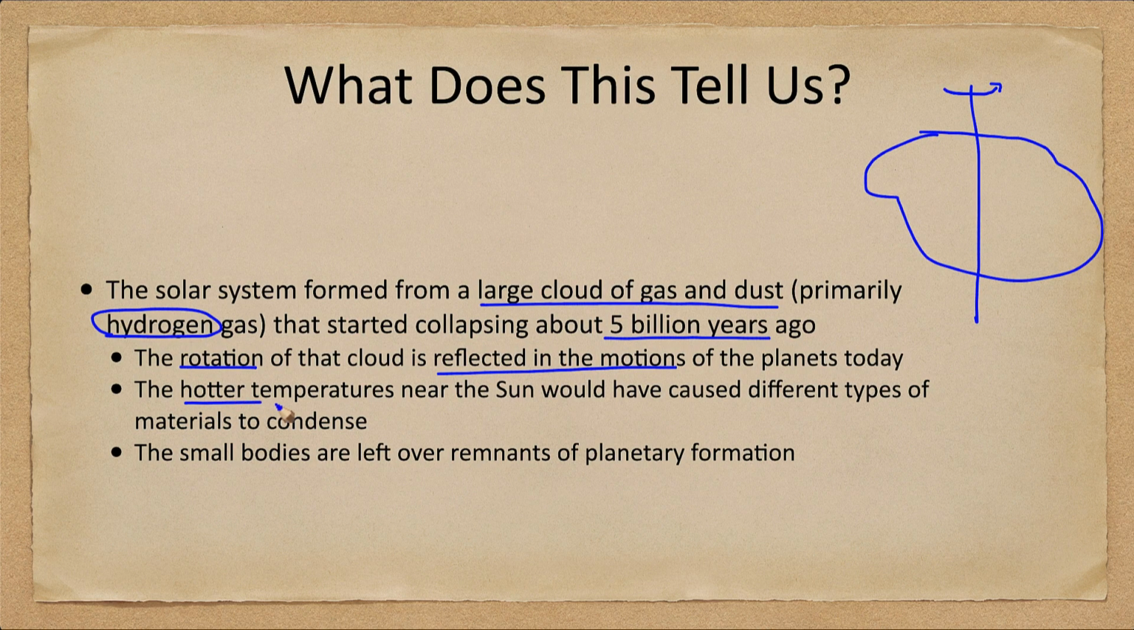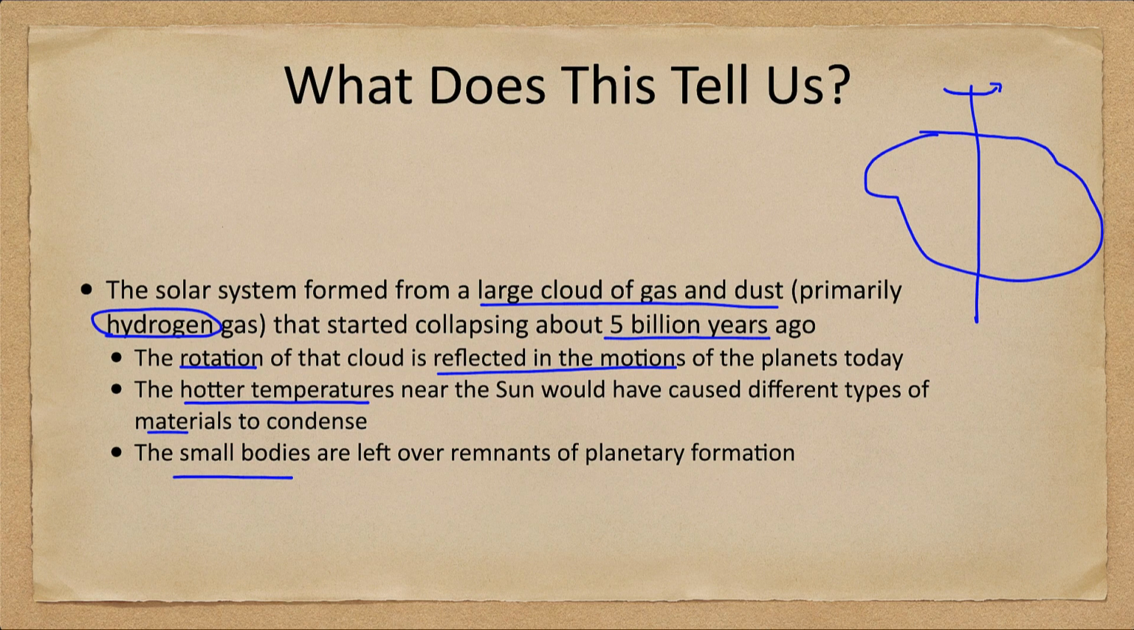We look at the hotter temperatures near the sun, which would have caused different types of materials to condense, specifically rock and metal. And then in the outer parts of the solar system, you would have the icy material condensing. And then finally, the small bodies, the asteroids and comets, are the leftover debris of planetary formation, and in fact regions where planets were unable to form.